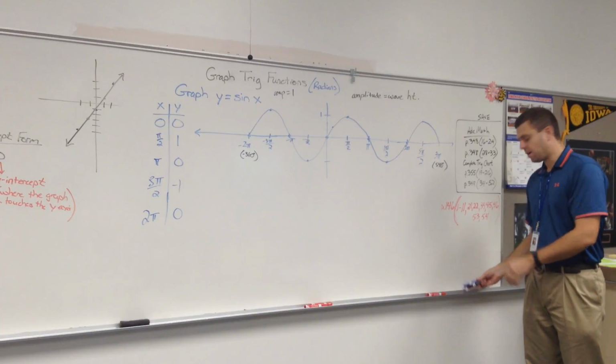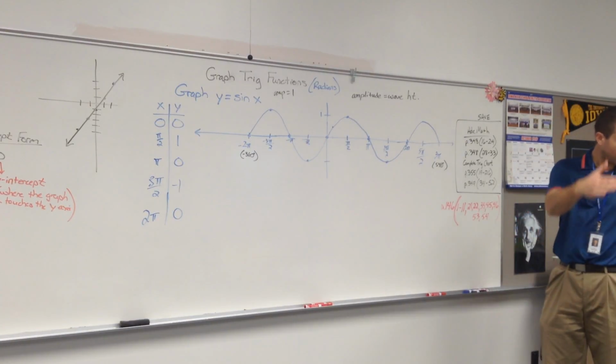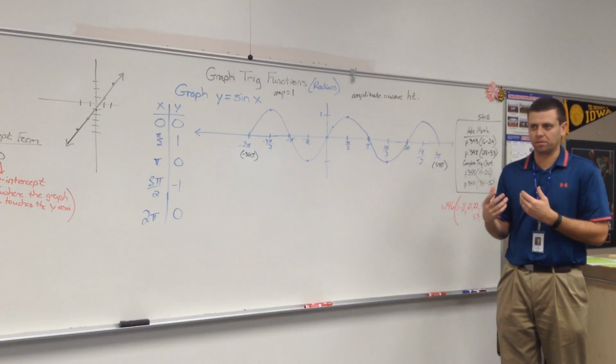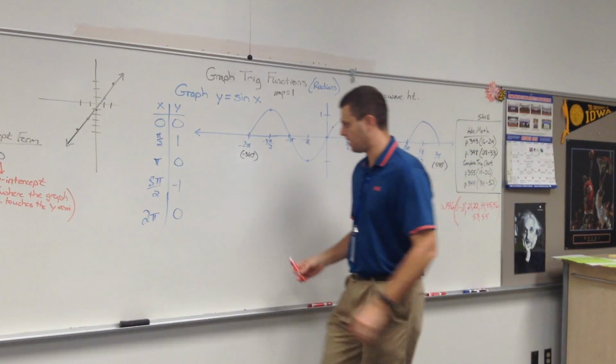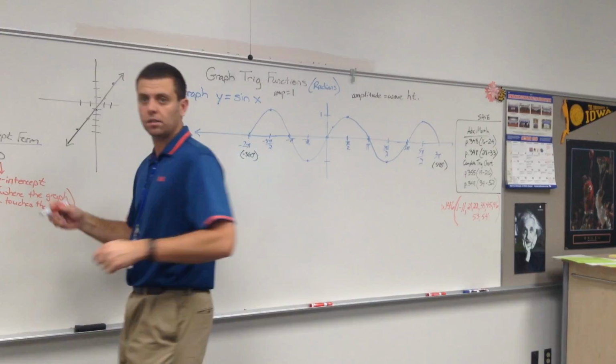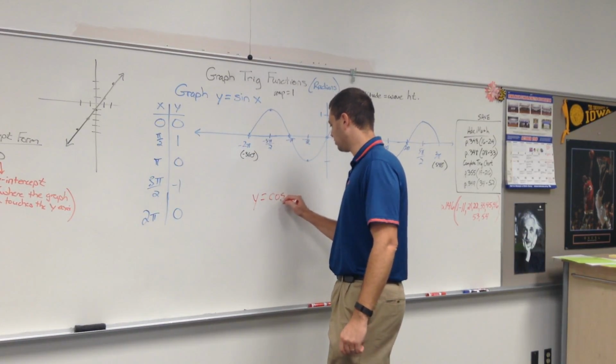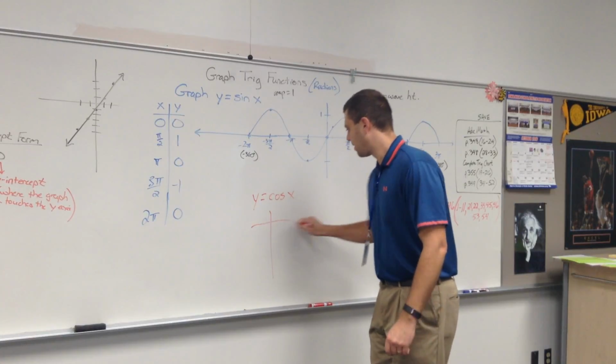You will want to do the cosine probably on the graph right below, but I'm going to do it in the same one so you can kind of see the relationship a little bit. So this would be graph cosine x. So now I'm going to do y equals cosine x.